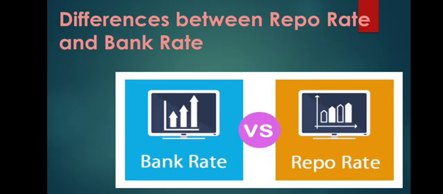The difference between repo rate and bank rate. In case of bank rate, there are no securities involved and it is on a long-term basis. In case of repo rate, there are securities involved and it is on a short-term basis. In case of inflation, the central bank increases the repo rate, and in case of deflation, the central bank reduces the repo rate.